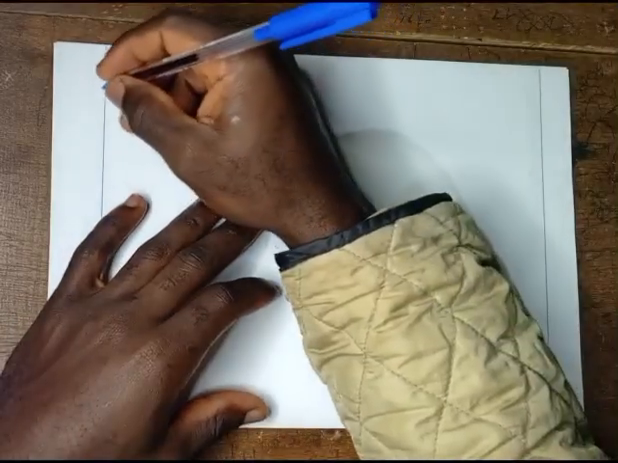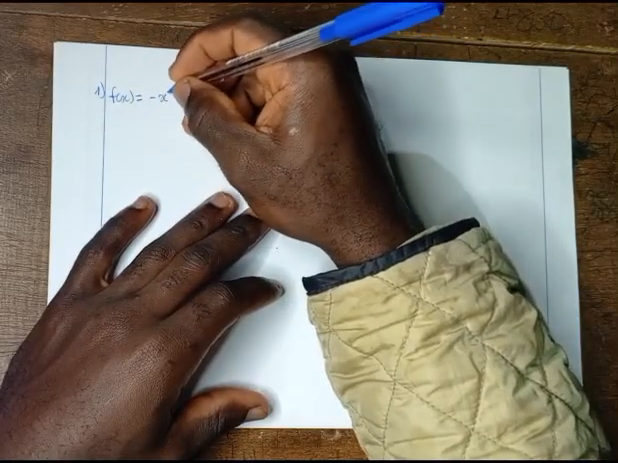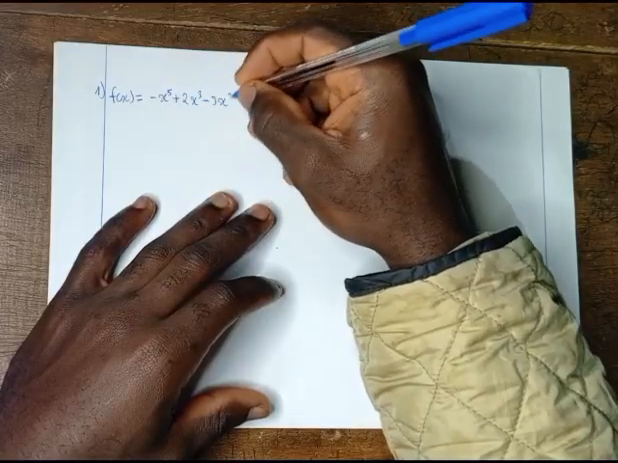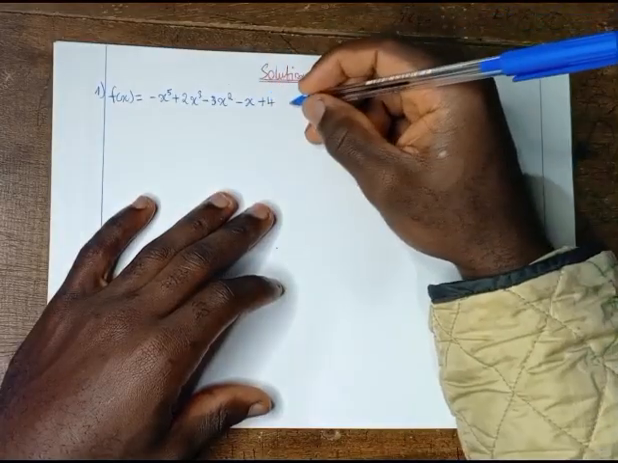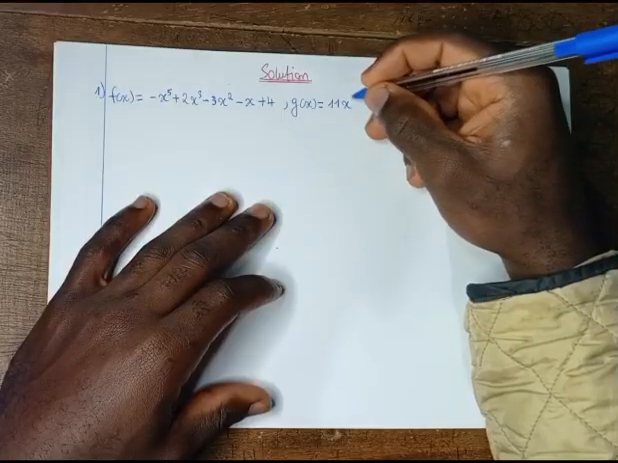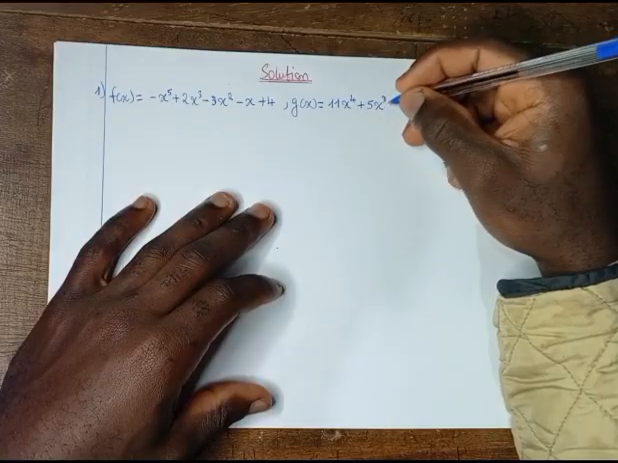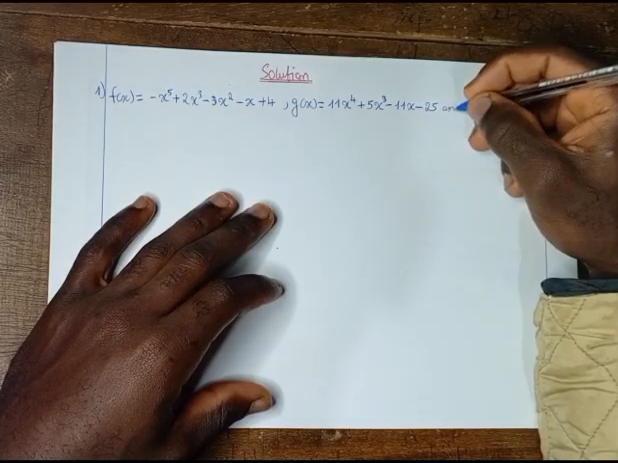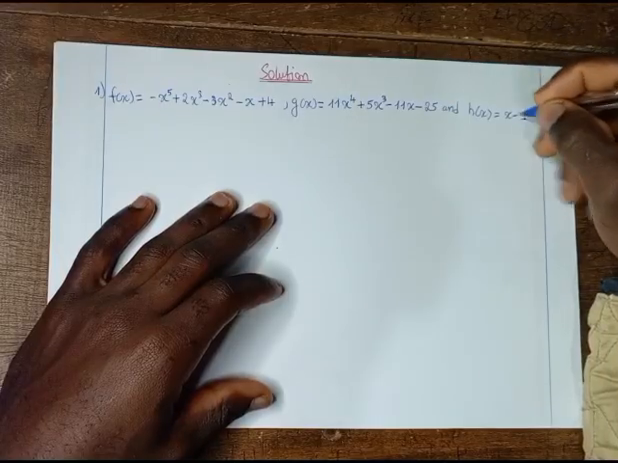We have f of x equal to negative x to the power 5 plus 2x cubed minus 3x squared minus x plus 4. We have g of x as 11x to the power 4 plus 5x cubed minus 11x minus 25, and h of x is equal to x minus 1.